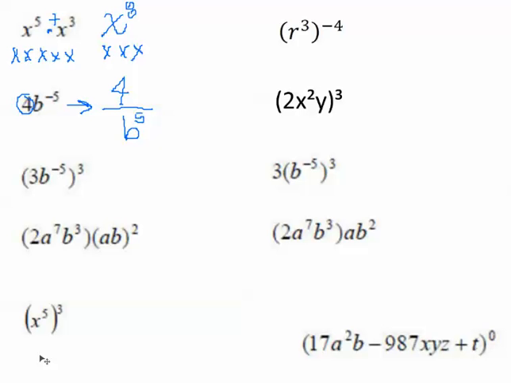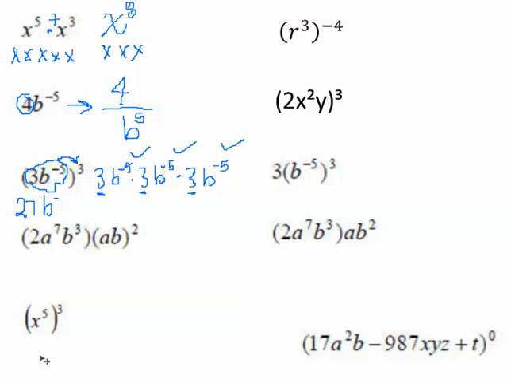How about this guy? Well, I'm supposed to write what I see in here, in the parentheses, this many times. So I'm going to write 3b to the negative 5 times 3b to the negative 5 times 3b to the negative 5. Then I'm going to think, okay, that means I have a 3 times a 3 times a 3. 3 times 3 is 9 times 3 is 27. Now I have negative 5, and I could write b to the negative 5 three times. I'm not going to. I have negative 5, 5 more, 5 more. I have b to the negative 15.